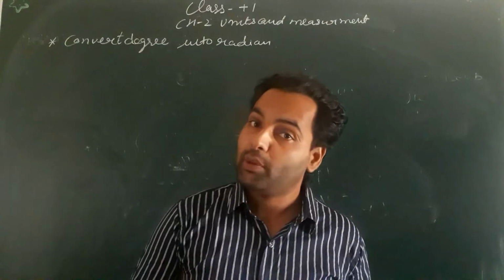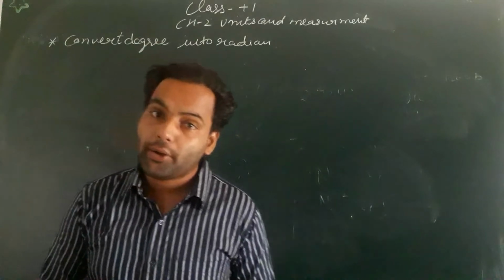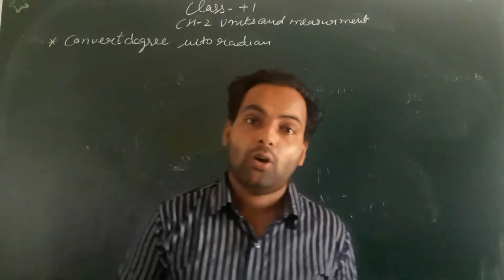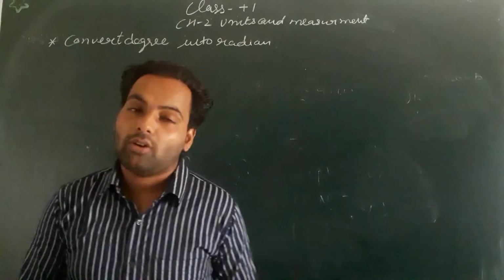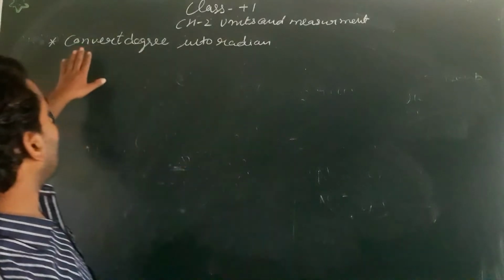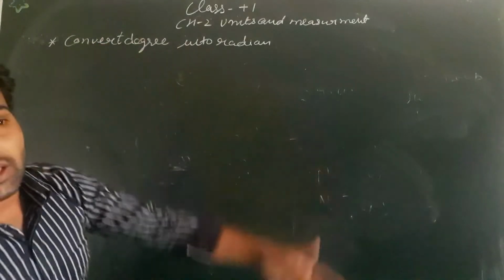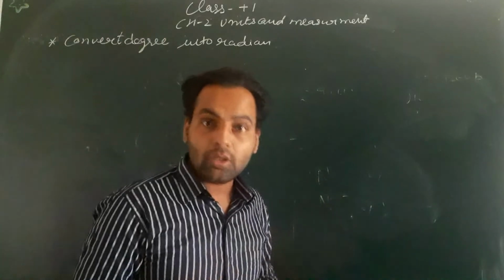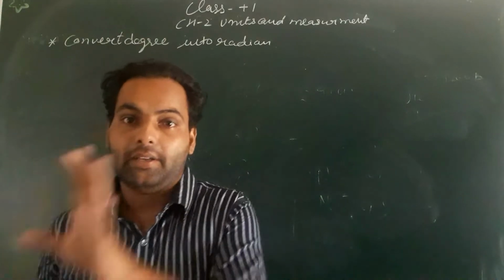पिछले वीडियो में हमने देखा था कि they are the supplementary units जिनको हम रेडियन और स्टेरेडियन कहते हैं. तो आज हम सीखेंगे कि how the degree is converted into radian. डिग्री को रेडियन में कैसे कन्वर्ट करेंगे या रेडियन को डिग्री में कैसे कन्वर्ट करेंगे. मीन्स we have to find the relation between degree and radian.